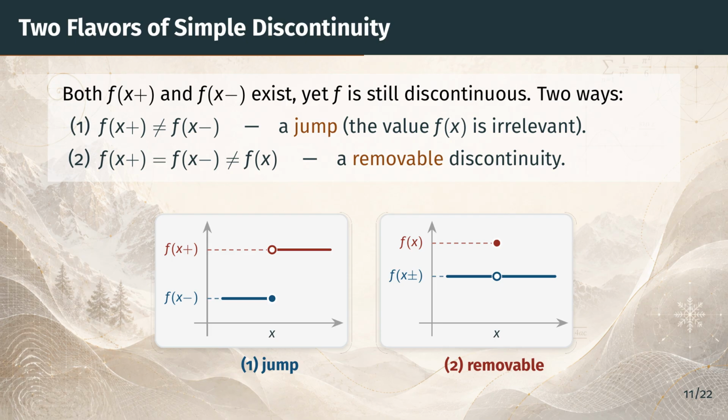The second flavor is a removable discontinuity in the right panel. Here both sides agree. The graph approaches one common height from both directions, marked by the open dot, but the function value itself, the solid dot floating above it, sits somewhere else. It is called removable because you could repair it in a single stroke. Just redefine f of x to be that common limit, and the function becomes continuous. Both of these are discontinuities of the first kind.